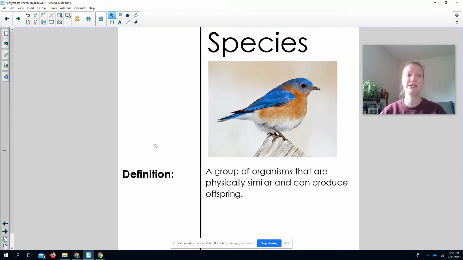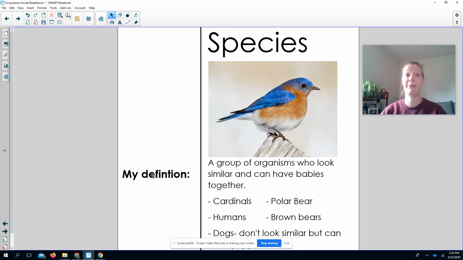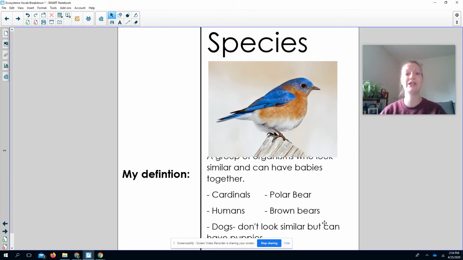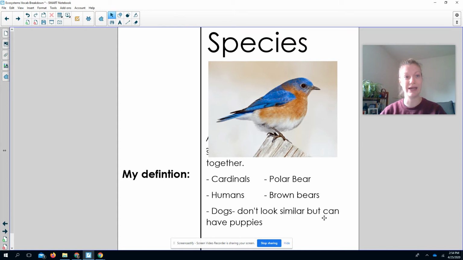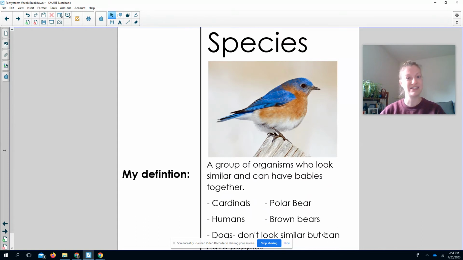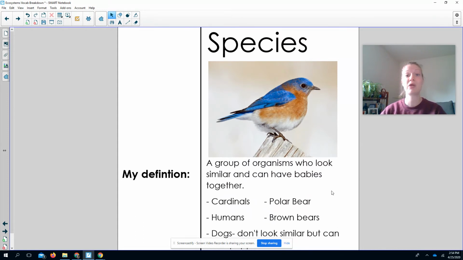The definition of a species is a group of organisms that are physically similar and can produce offspring. My definition is a group of organisms who look similar and can have babies together. So for example, cardinals, that's a species of birds. Humans is a species. Polar bears are a species, as are brown bears. Dogs are actually also part of a species, and they're kind of an interesting one because they don't all look the same, do they? However, most dogs can have puppies together, so they're still considered a species.